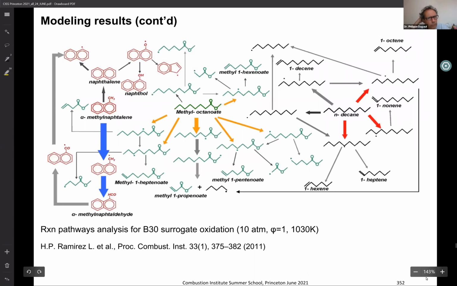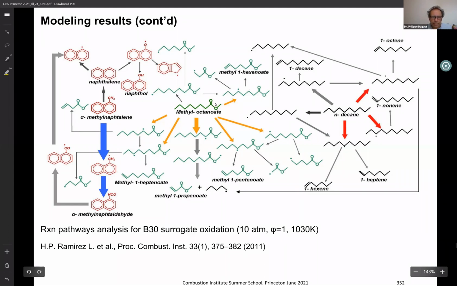When we look at the reaction pathways, it's a busy graph. So we have the different components here: alpha-methyl naphthalene. So alpha-methyl naphthalene by oxidation will produce naphthyl radical. And it can also be attacked on the methyl group, which can oxidize. Then after this aldehyde can decompose and produce this naphthalene structure with a CO, and CO can also be removed, and you get this radical.